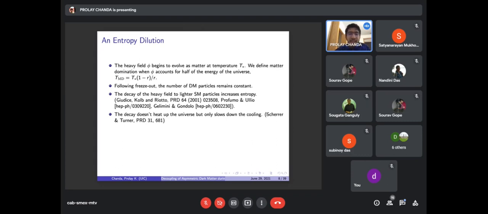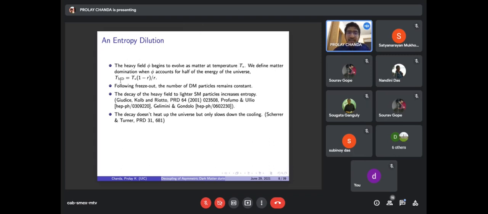Also, this temperature parameter T star we define as the temperature when the phi field begins to evolve as matter. And T_MD here is the temperature when the thermal bath begins to behave as a matter-dominated phase. Now these two are different. T star is roughly equal to the mass of the field. So as the universe cools down, when the temperature is roughly equal to the mass of the field, that is the temperature T star. So T star is essentially of the order of m phi.